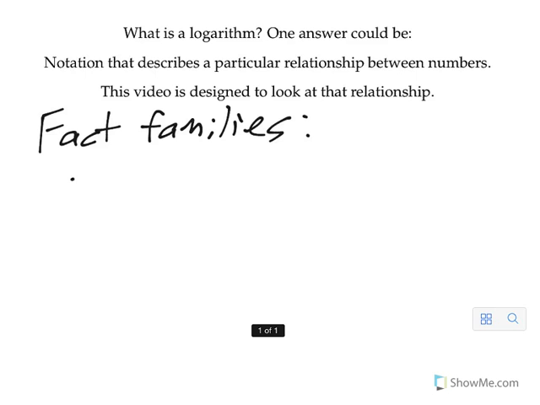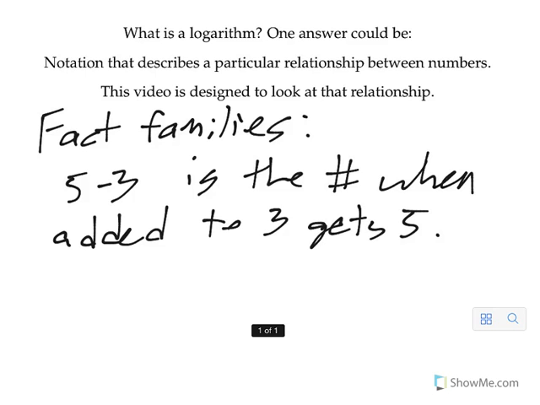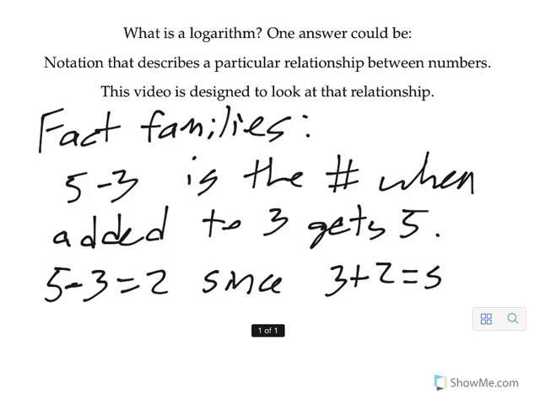So I want to start by looking at what are called fact families in the context of different relationships in math. So when we analyze the expression 5 minus 3, of course we all sort of know what it is, but when you first are looking at what that means, it's really, in a sense, the number that when added to 3 gets 5. So 5 minus 3 equals 2 in a certain respect, simply because it's 2 that you add to 3 to get 5.